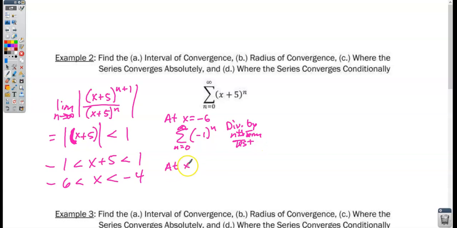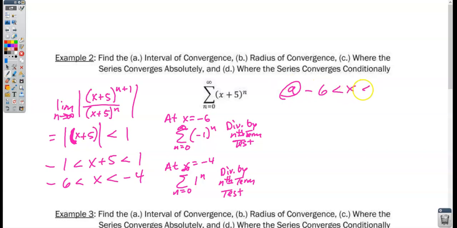At x equals -4, this is the sum from 0 to infinity of 1^n, which also diverges by the nth term test. So again, we're going to exclude our endpoints, and this right here is our interval of convergence: from -6 to -4. The radius of convergence is half the length of the interval. The interval is 2 units long, so the radius of convergence is 1.